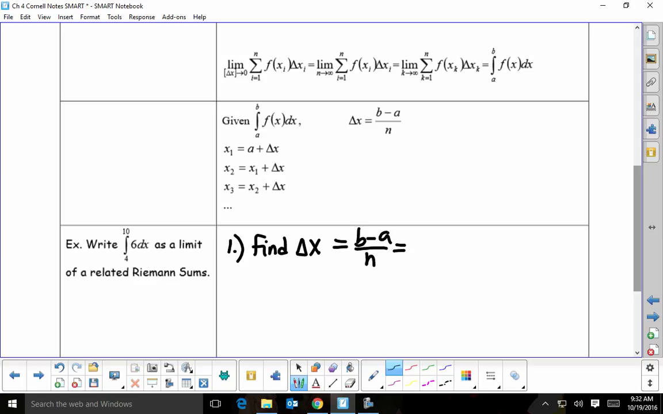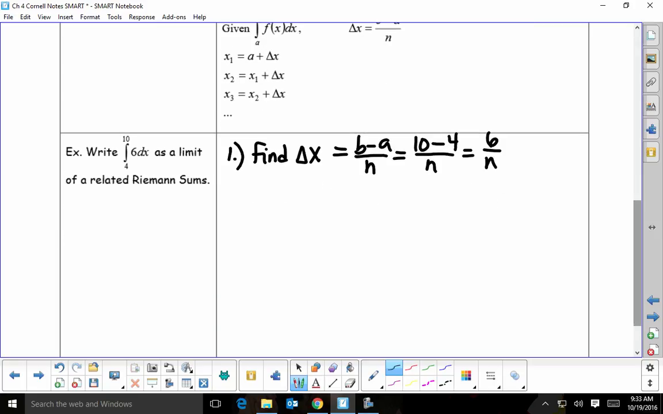So in our case, what's our b? 10, minus what's our a? 4. Do we know the n? So we're going to leave it n. So we have that part. Then we're going to see, if we keep getting more and more intervals, what that's going to look like. Basically, if I start at x sub 1, it means I start at my a, and then I would go as much as I added on. That's 6 over n. So this right here is my a, plus my delta x.